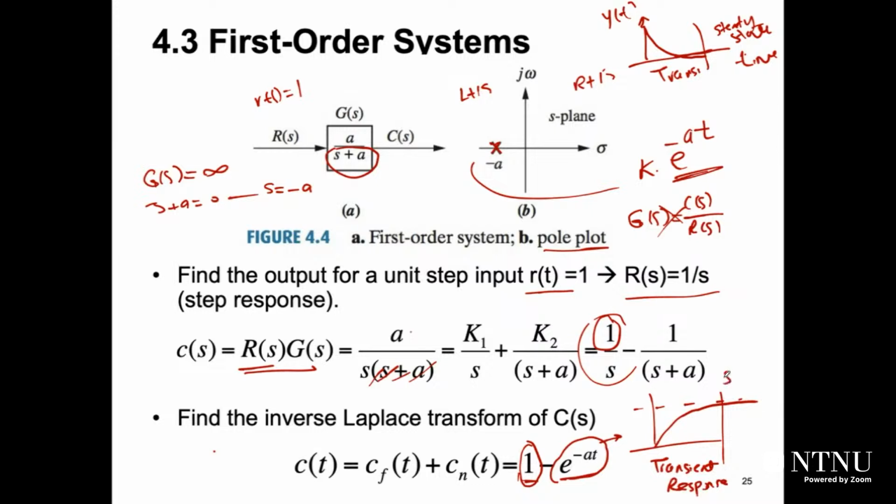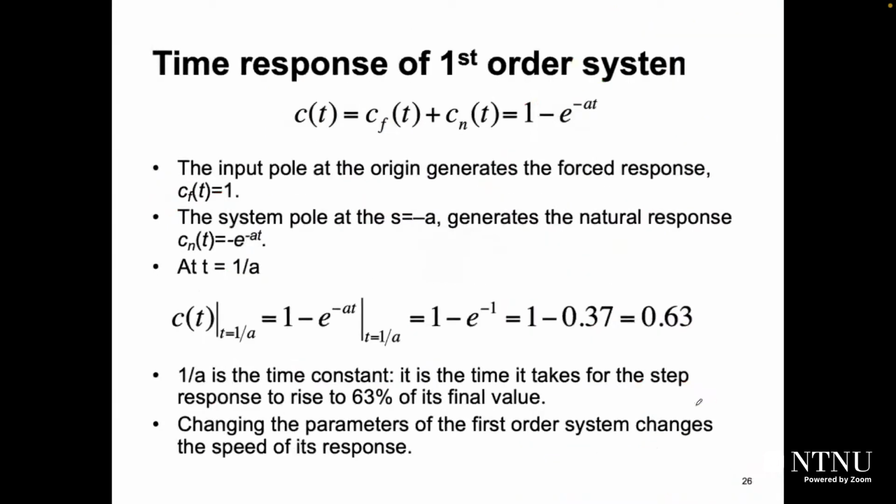And that part is a steady state response. So this is the forced component which will stay with us to infinity, but the natural component will decay as t goes to infinity. So the time response of the first order system will be like this one.